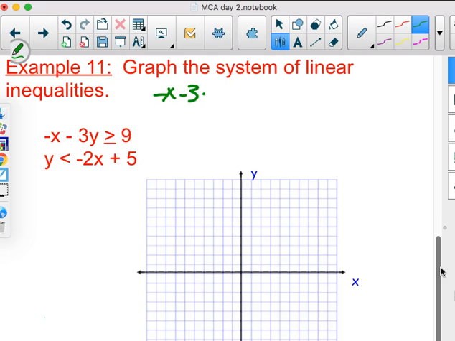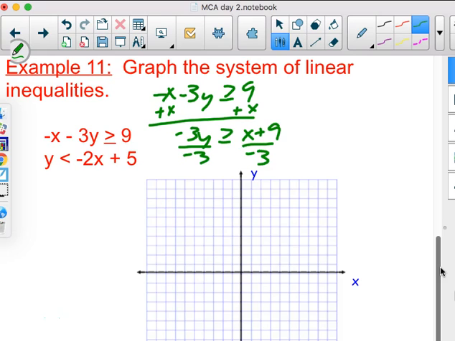So the top one looks like that, and I need a y by itself. So I'm going to have to add x to both sides. Negative 3y is greater than or equal to x plus 9. And then I have to divide both sides by a negative 3, and that means I have to flip the sign. Austin, you with us back there? Okay. Your focus seemed to be elsewhere there. So negative 1/3 x minus 3. Forgot the x. So we're going to go down 3 because we start with b, and then we're going to go down 1 and to the right 3.